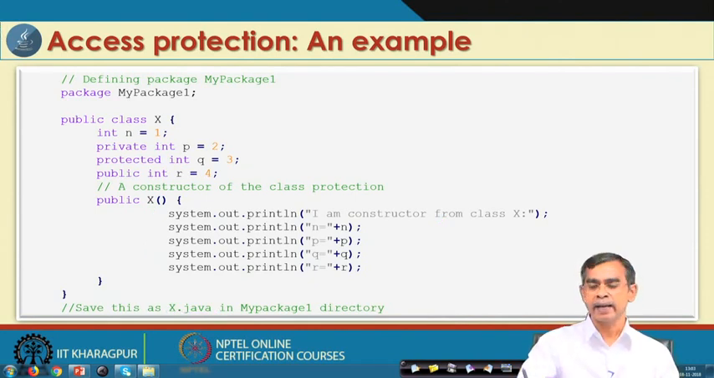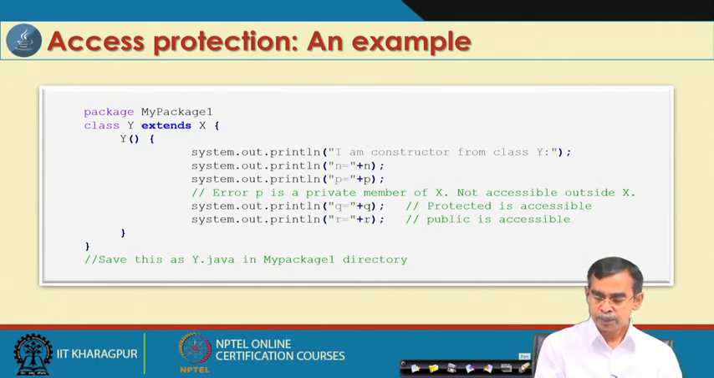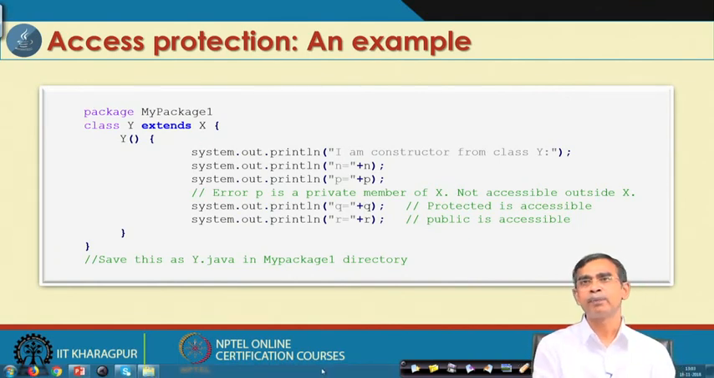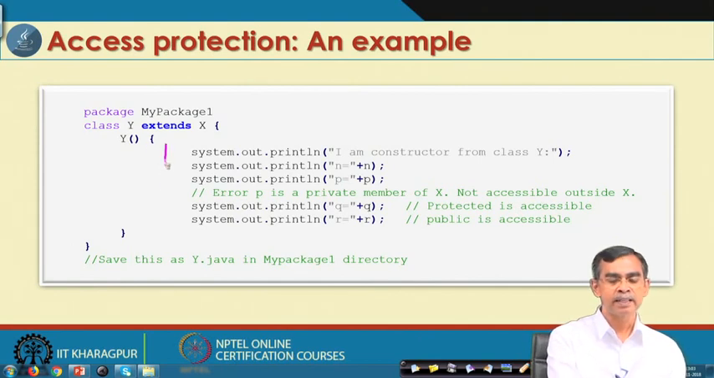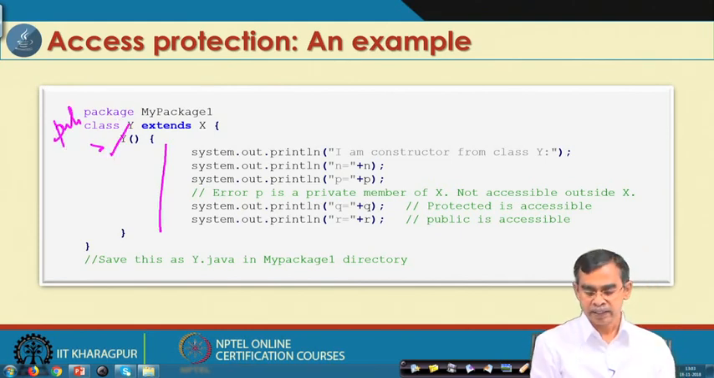Now, let us come to another class file, and this is the subclass of class X. So, Y extends X. So far as this class is concerned, it does not have any member of its own, so no issue, but it will try to access the members which belong to its superclass X. Here is the constructor, which is public.